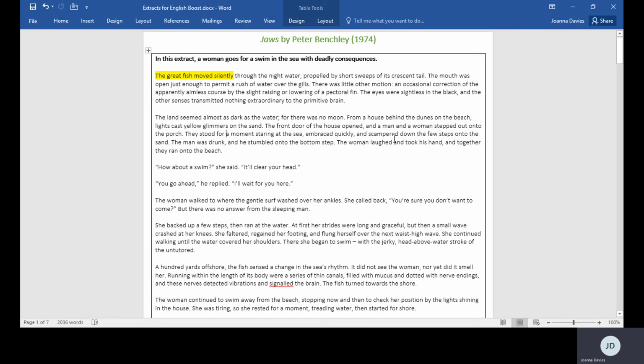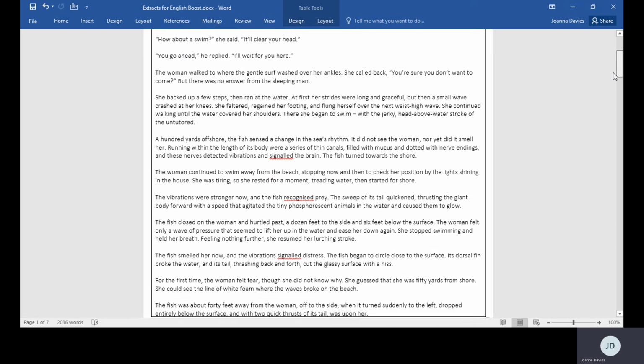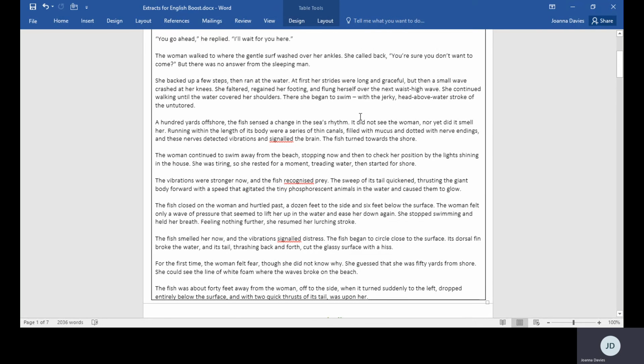So the mouth opened just enough, there was a little motion, seems quite docile. Then as we move on to the next paragraph, we have a contrast and we see the land described. So we started in the sea, now we've moved to the land. And then we see our characters, a man and a woman. They've had a few drinks, and the woman decides to go for a swim. We hear all about her as the extract moves on, and then we zoom in and we see that the man himself has fallen asleep.